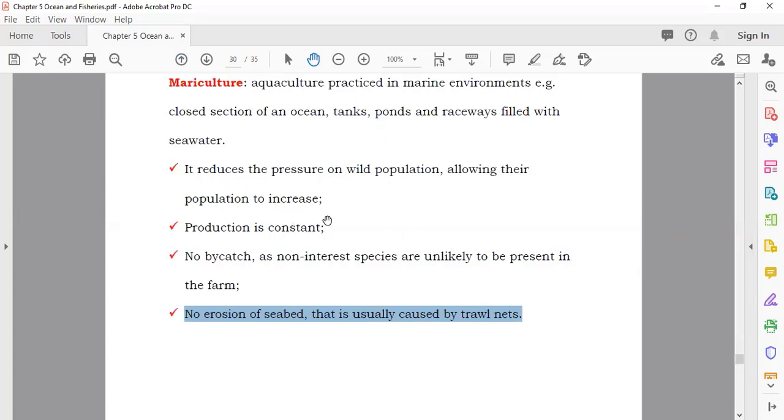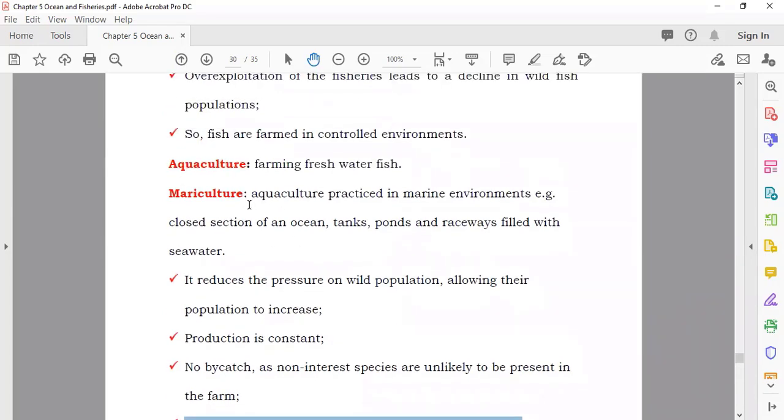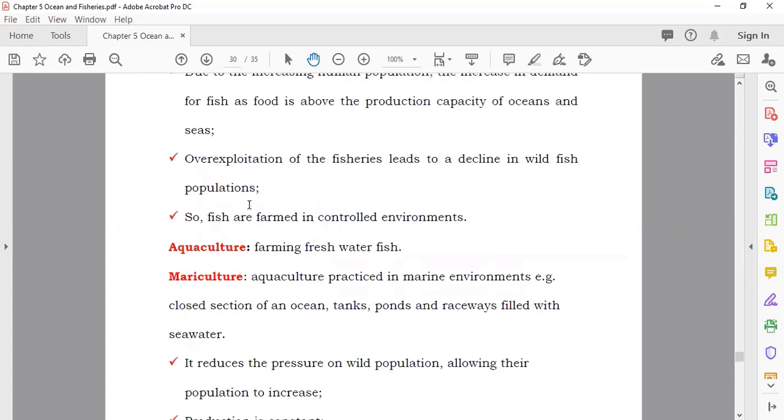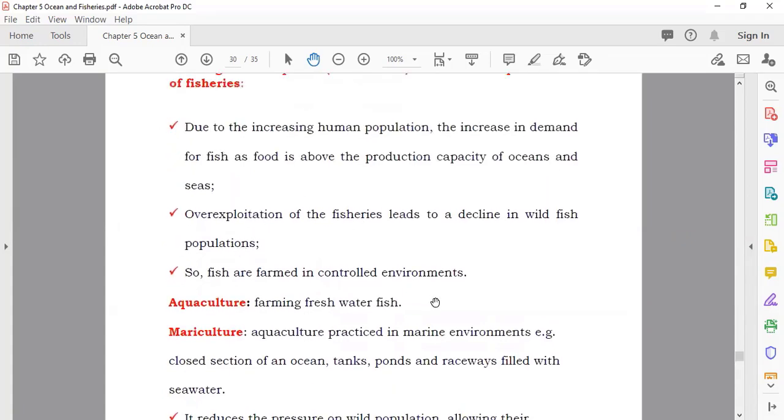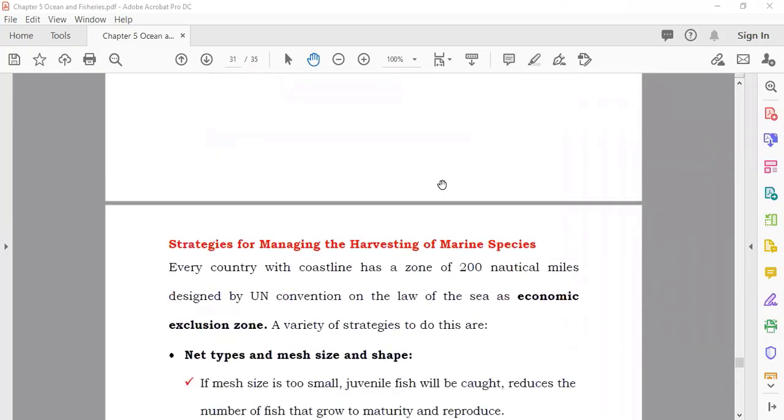So it is up to you that in the exam, if it comes like this, that write the advantages of the farming, you can write 1, 2, 3, 4, 5, 6, 7. You can write any 2, 3, depending on the marks. If there is a 3 marks question, you will write any 3 from them. And if they ask the difference between aquaculture and mariculture, you can write their definitions and with examples. So this is how they can ask the question. Today, inshallah, we'll practice the question at the end and you will know how the question will come.